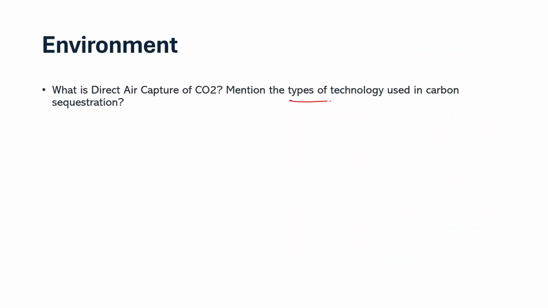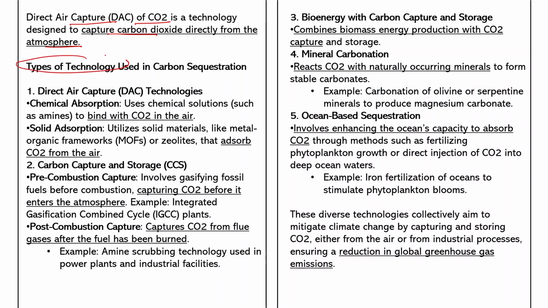right? Then they are asking about types of technology used in carbon sequestration. So in the types of technologies, again you can elaborate on direct air capture of carbon dioxide. There are different ways: using chemicals to bind CO2 in the air, or using solid absorption. Adsorption means if you have a surface, and the carbon dioxide is going to be deposited on the surface, that is called adsorption, right? So you can use that method, or you can use chemical absorption. Absorption means it will be absorbed in the solution, whatever solution you are using, right?